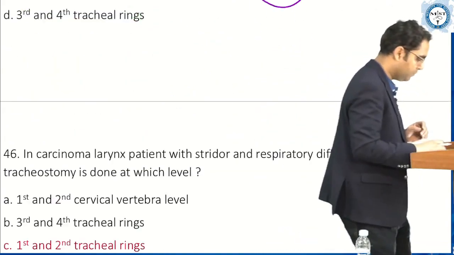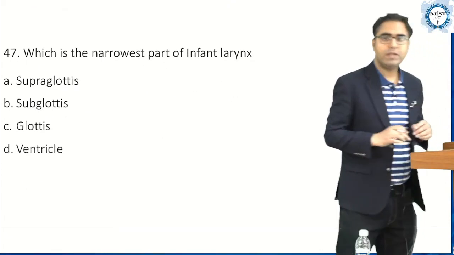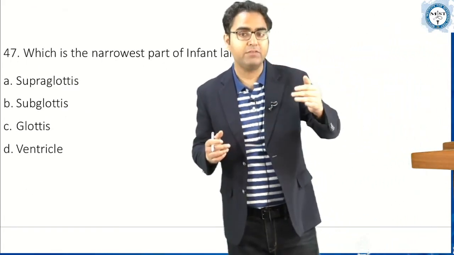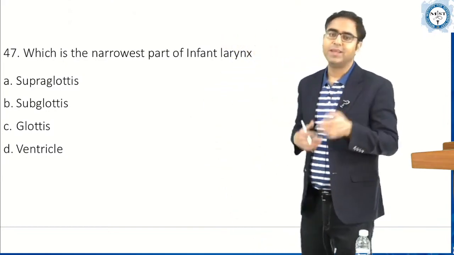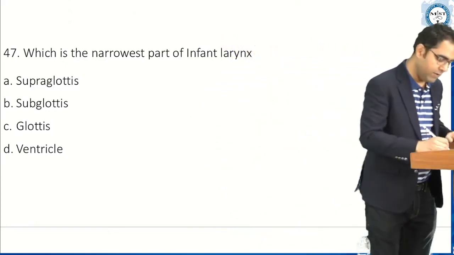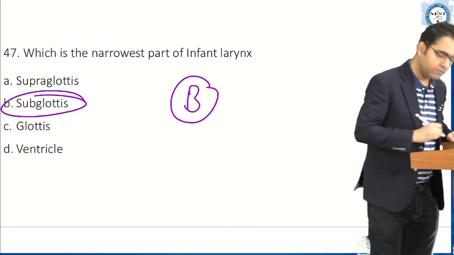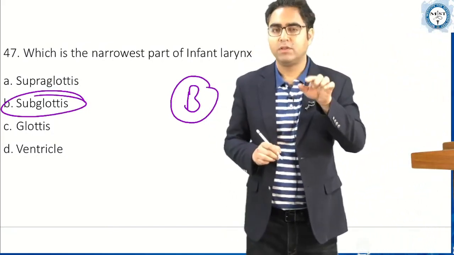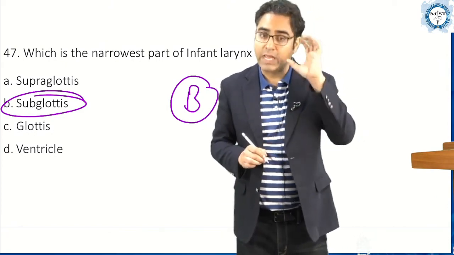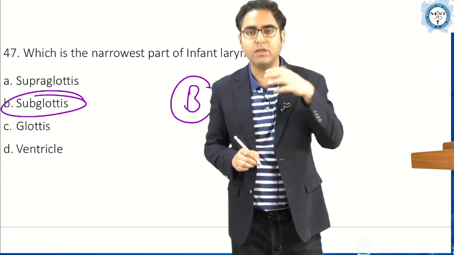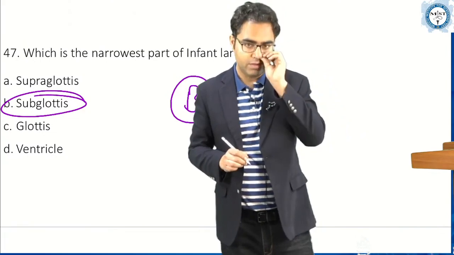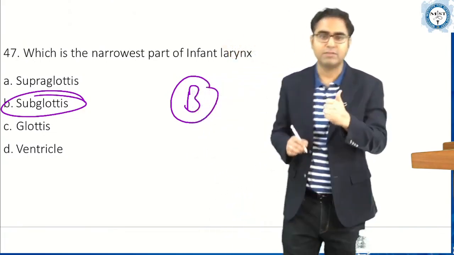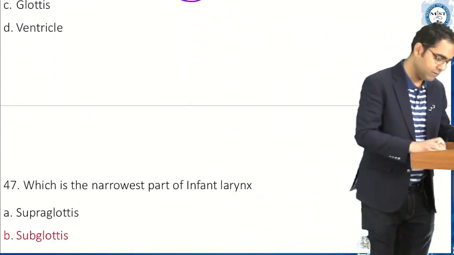Now, which is the narrowest part of infant larynx? Try, beta. Infant pediatric larynx, narrowest part. Can you remember that, beta? Try it. The answer is B. Subglottis, beta. When you're seeing this video, you can pause it and think, and then see the answer. Subglottis is the narrowest part of pediatric larynx.